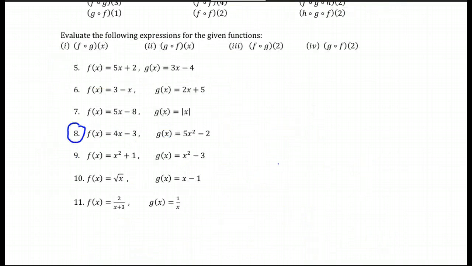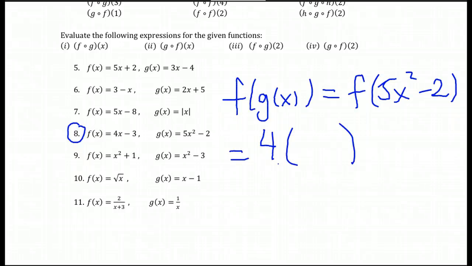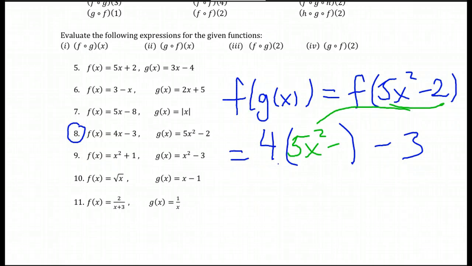Okay, moving on, let's take a look at number 8. We're going to do the compositions each way. F of g of x, we're going to take the formula for g, which is 5x squared minus 2, plug it in to f. What does f do? F multiplies its input by 4 and then subtracts off 3. Our new input here is 5x squared minus 2. So we're going to do 4 times the quantity 5x squared minus 2, then subtract off 3.